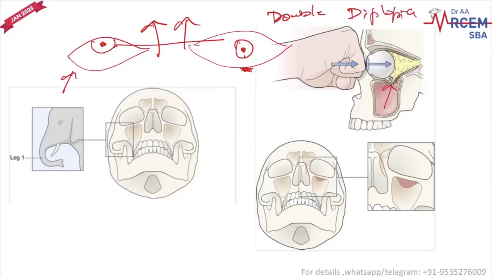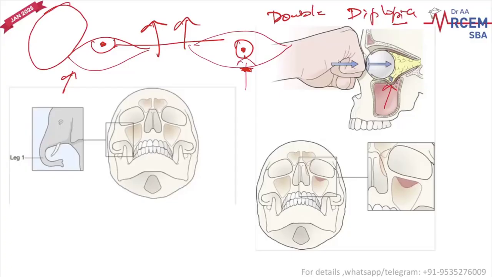Double vision is known as diplopia. Why does double vision occur? Because this eye is producing one image and this eye is producing another image. They cannot overlap and produce one image, resulting in double images, resulting in diplopia. So diplopia on upward gaze, think of an orbital floor fracture.